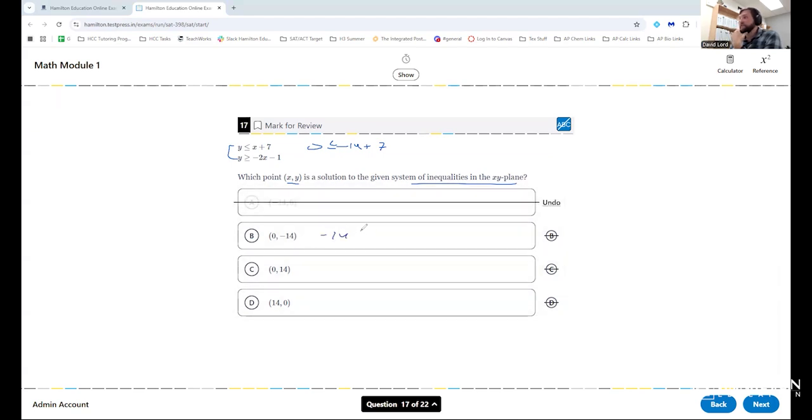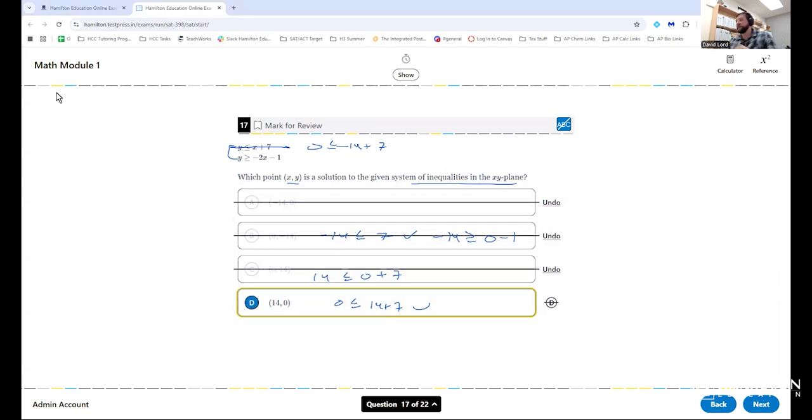Is negative 14 less than or equal to 7? That's true, so it works for the first one. Is 14 less than or equal to 0 plus 7? No, we can cross off C. And then lastly, D is 0 less than or equal to 14 plus 7. Yep. So now we've checked the first one, now we go on to the second one. All right, so is negative 14 greater than or equal to 0 minus 1? And that is not true. Negative 14 is less than negative 1. So then we've crossed off B, and we're left with D as the final correct answer.